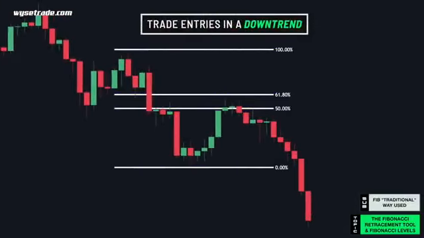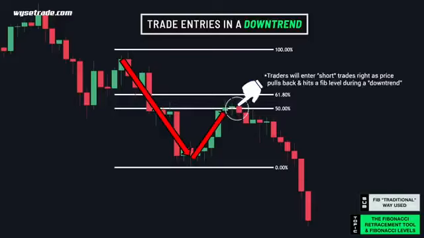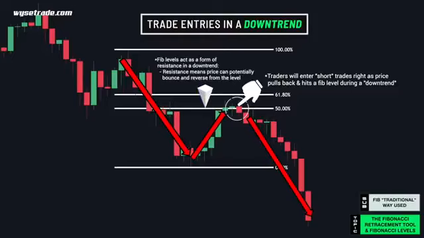Going the other way, in a downtrend, when price pulls back to these fib levels, traders will enter trades short when price hits these Fibonacci retracement levels, because Fibonacci levels act as a form of resistance in a downtrend. And again, resistance levels are areas where price can potentially bounce and reverse from.